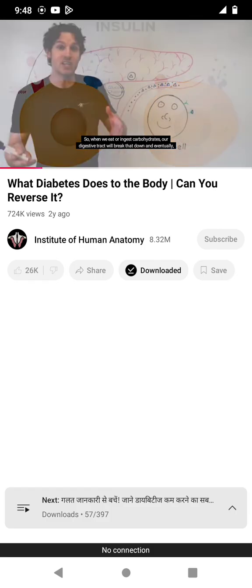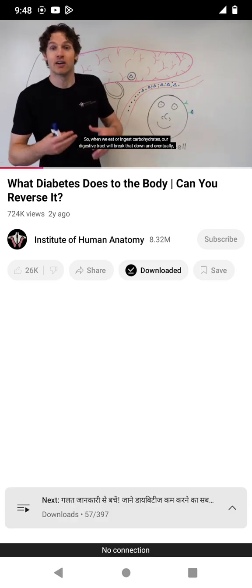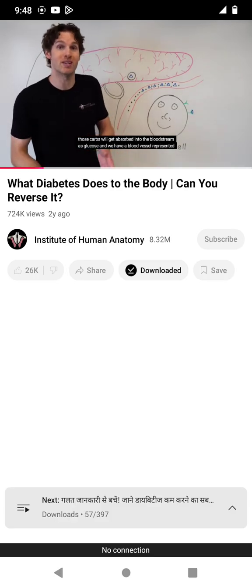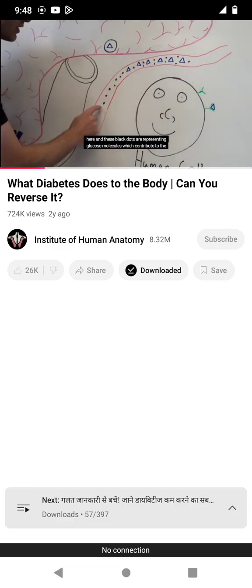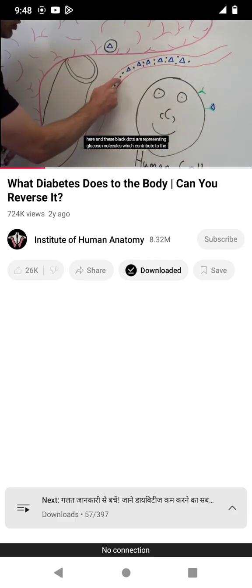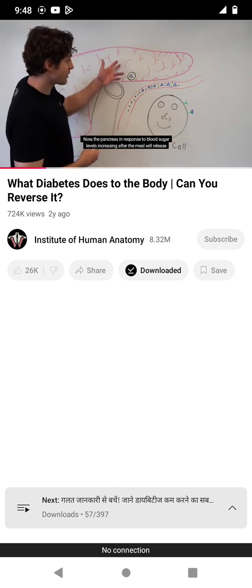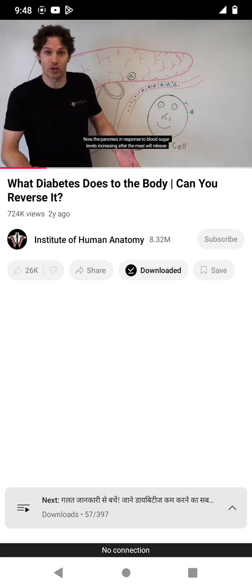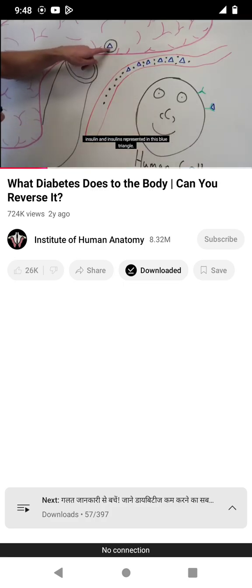So when we eat or ingest carbohydrates, our digestive tract will break that down, and eventually those carbs will get absorbed into the bloodstream as glucose. And we have a blood vessel represented here, and these black dots are representing glucose molecules, which contribute to the blood sugar levels. Now, the pancreas, in response to those blood sugar levels increasing after the meal, will release insulin, and insulin's represented in this blue triangle.